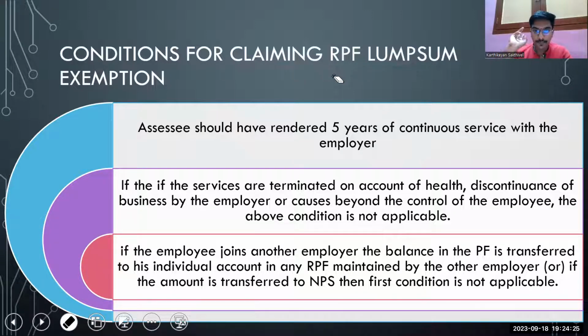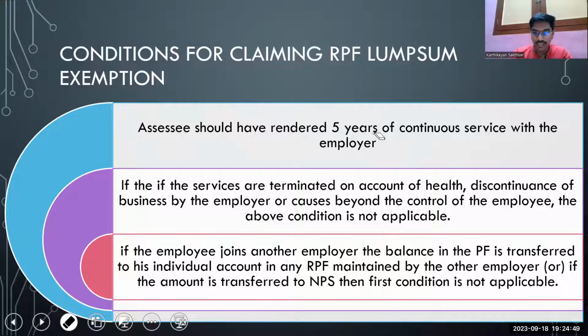Clear? Yes, sir. For the lump sum to be exempt, the employee should have rendered 5 years of continuous service. If I have not rendered 5 years of continuous service and I change employer, if that fund is transferred directly from RPF to RPF, then the amount is not taxable in the hands of the employee. That is the first point and third point.